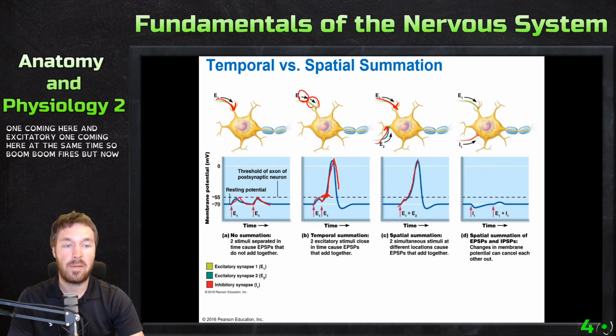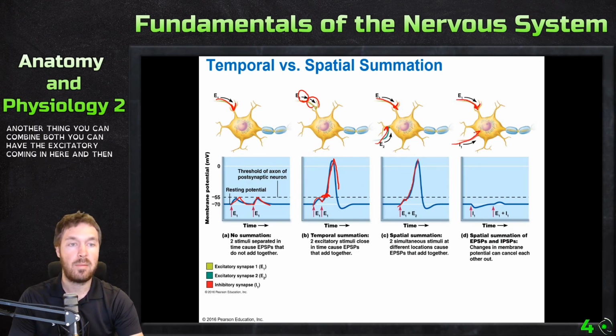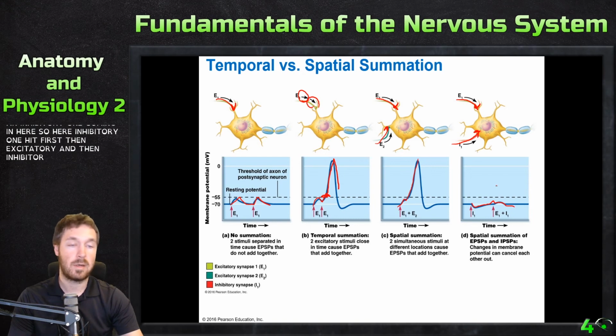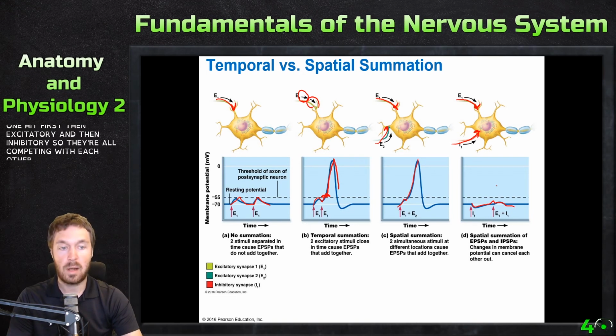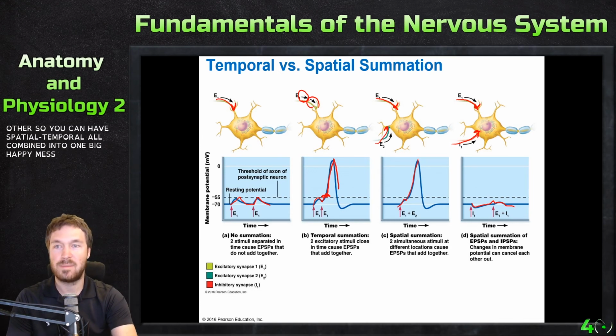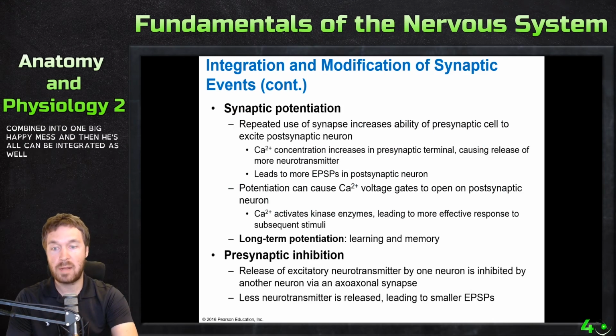But now another thing, you can combine both. You can have the excitatory coming in here and then an inhibitory one coming in here. So here, the inhibitory one hit first, then excitatory, and then inhibitory. So they're all competing with each other. So you can have spatial, temporal, all combined into one big happy mess. And then these all can be integrated as well. You can have different modifications.